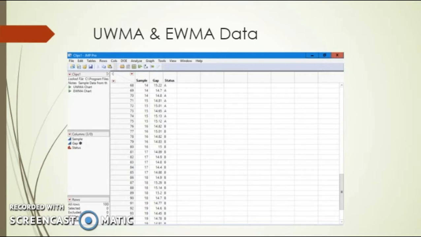As you can see, this is the data that we used. It has various samples, 1 through 100, and we have 5 subsamples or trials for each. We have gaps for each one. I think this is a unit of time, and the status, whether it was A or B.